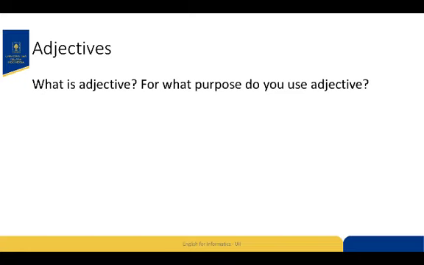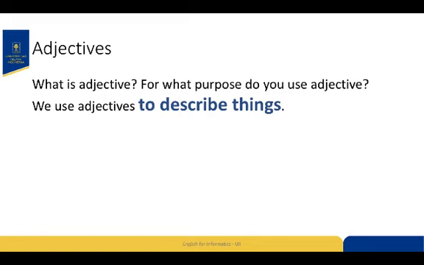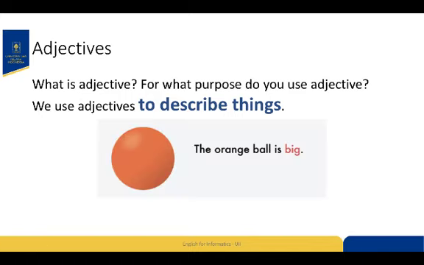Commonly, adjectives are used to describe nouns by giving some information about an object's size, shape, age, color, origin, or material. So, simply, we can say that we use adjectives to describe things. For example, here, I have a sentence: The orange ball is big. Big is an adjective that is used to describe the object, the ball.